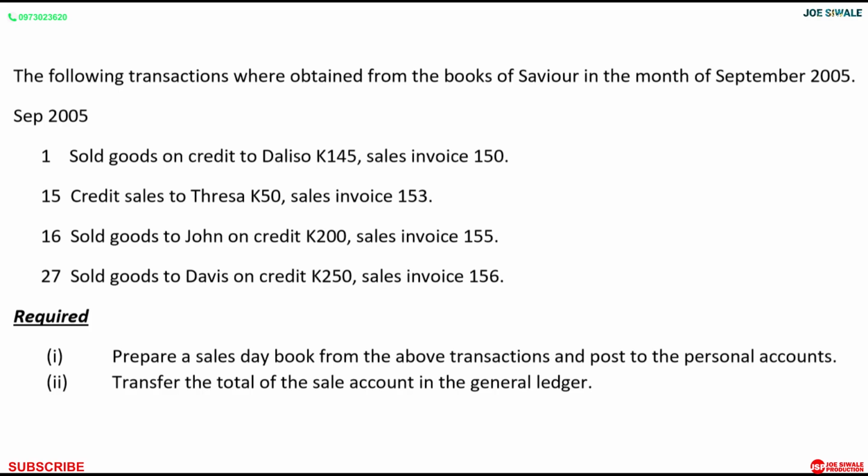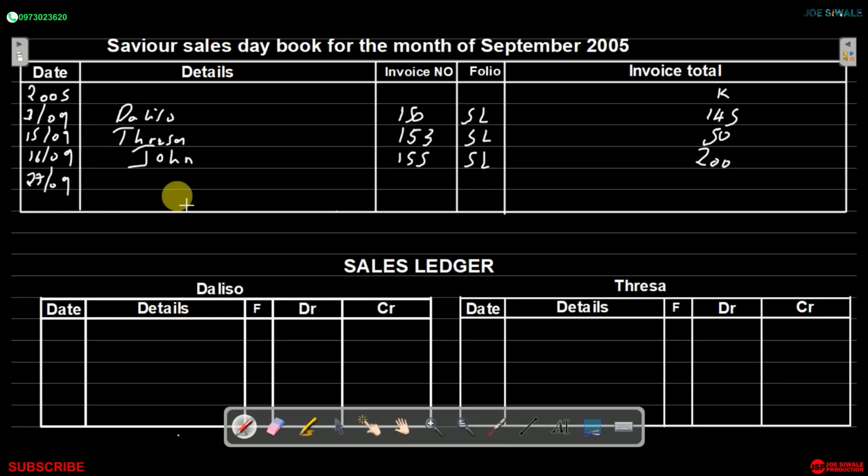Then on the 27th of September, sold goods to Davis on credit amounting to 250 kwacha, sales invoice 156. So we are going to say Davis there in the details column. The invoice number is 156. Then we'll say sales ledger there. Then the amount there is 250. So as you can see, the transactions are done.